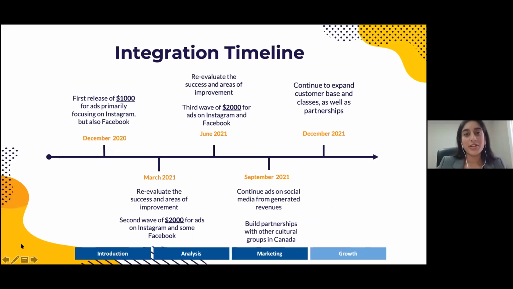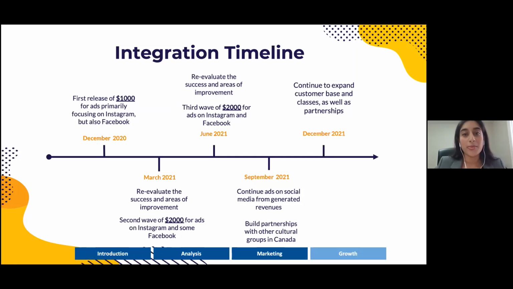So what does the next year look like for KALAHUT? In December 2020, we plan to use $1,000 of budget to release ads on Instagram, as this is a social media platform that the majority of our primary target market uses, as well as some Facebook. This would also allow us to take advantage of the holiday season and start to generate that buzz about our programs. A few months later, in March 2021, we'll be able to evaluate the success of our ads and how we can improve before placing a larger sum of that budget, about $2,000, to continue that momentum.